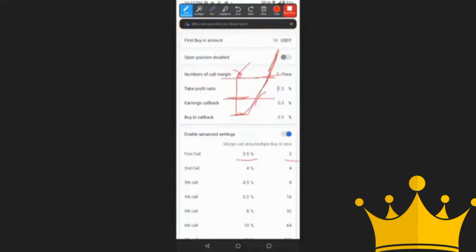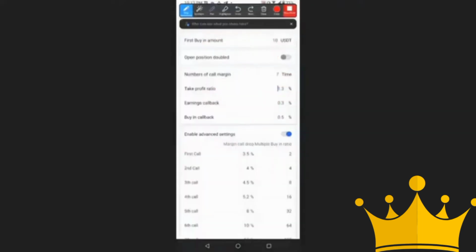Remember, guys, this drop here is 3.5%. Your call take profit is how much? 1.3%. So the minute the price passes over here, from here to here, you can already make a profit of almost 3% from your entry.